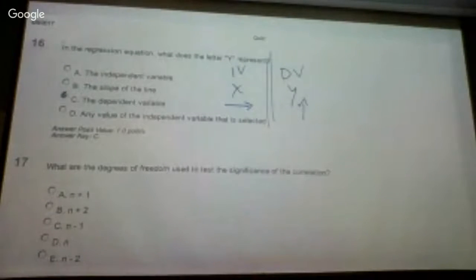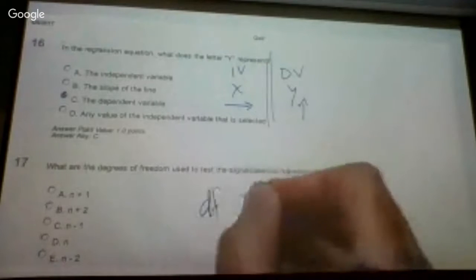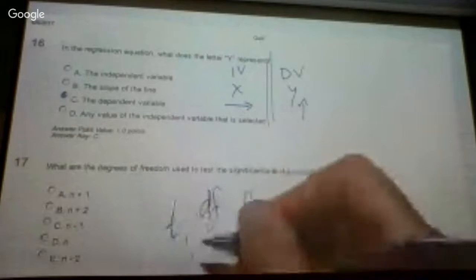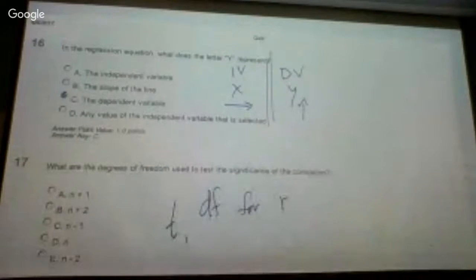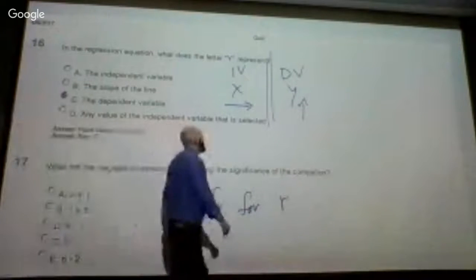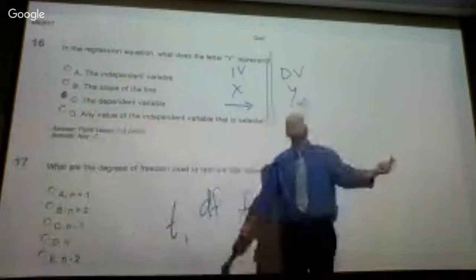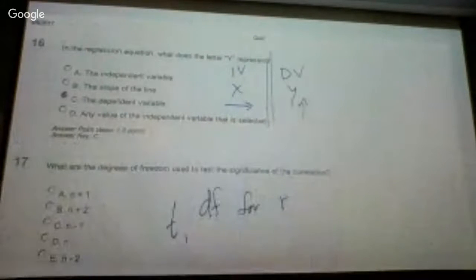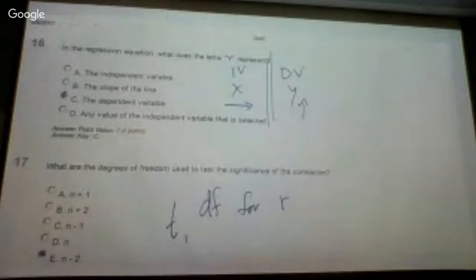17. DF. Or correlation. In other words, T. When we have T, we need degrees of freedom, and we're doing a hypothesis test for the correlation. How many degrees of freedom, Rachel? N minus 2. It's a bivariate relationship. N minus 2. Right on.